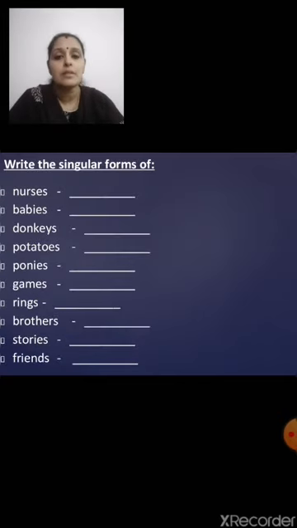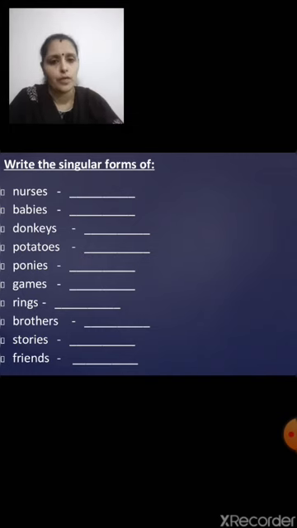Now some more examples. Here, the plural forms are given and you have to write the singular forms for them, right? The plural forms are given and you have to write the singular forms of these nouns. So children, copy this down and write down the nouns and then we shall discuss the answer. The first one is N-U-R-S-E-S, nurses. B-A-B-I-E-S, babies. D-O-N-K-E-Y-S, donkeys. P-O-T-A-T-O-E-S, potatoes. P-O-N-I-E-S, ponies.